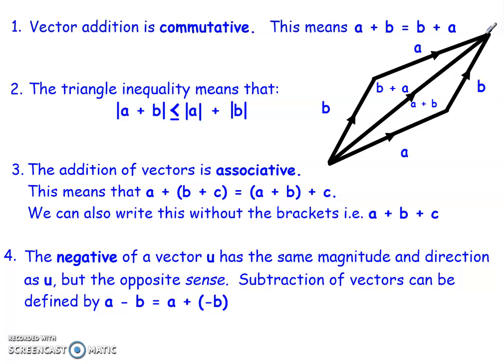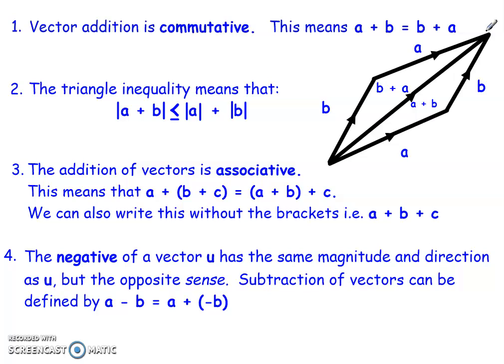Third thing to remember is that the addition of vectors is associative. So what that means is if we were to take a plus bracket b plus c, so do the b plus c first, then add that to the a, that would be the equivalent of doing the a plus b first, then adding on the c. So it doesn't matter which way round. So technically we could write it without the bracket and just do a plus b plus c. We should still get the same result at the end of the day.